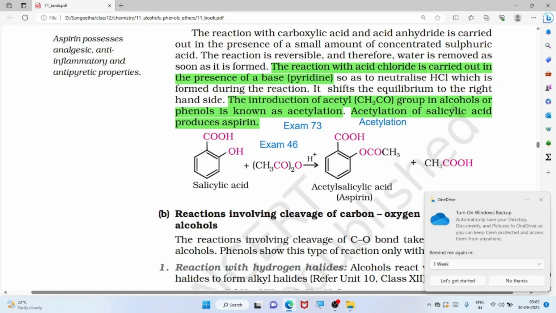What is acetylation? The introduction of the acetyl group in the alcohol or phenol is known as acetylation. This is the acetyl group.